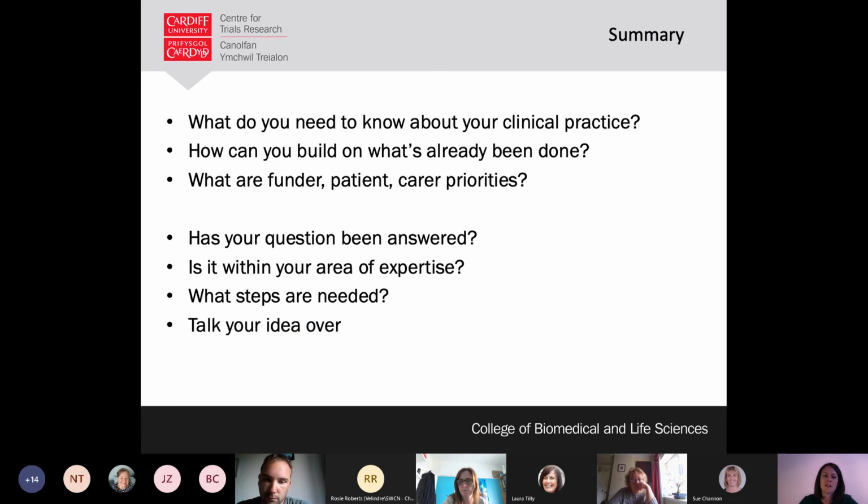So just to summarise then, the questions that you need to think about when coming up with your idea are: what do you need to know about your everyday practice, things that haven't been answered that you would like answered? How can you build on what's already been done? And what are funder, patient and carer priorities? And then when you have your idea, thinking about, well, has this question already been answered? Is it within your area of expertise? That's your knowledge of your field, but also your research expertise. What steps are needed to take the idea forward, and who can you talk it over with?